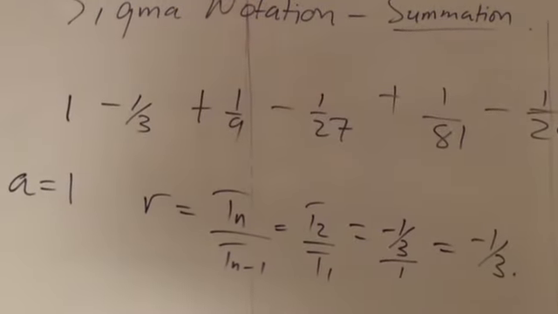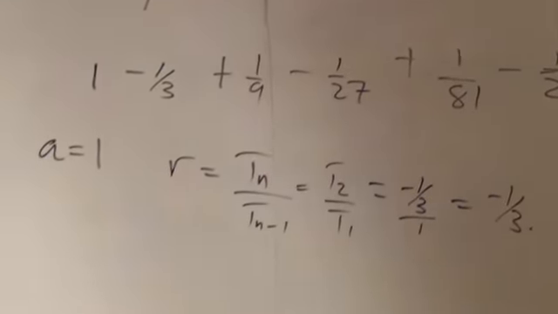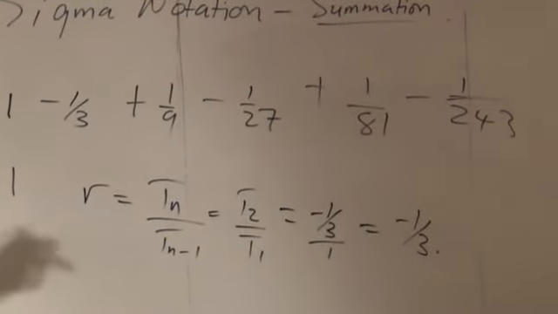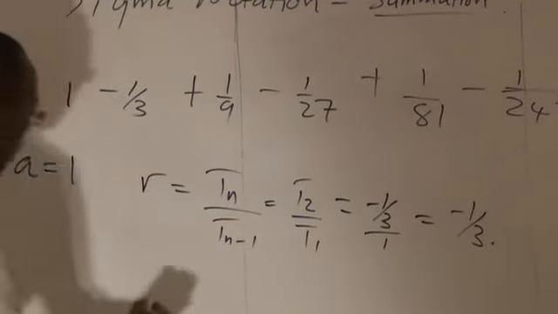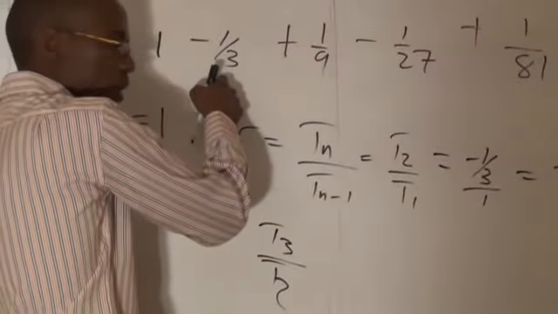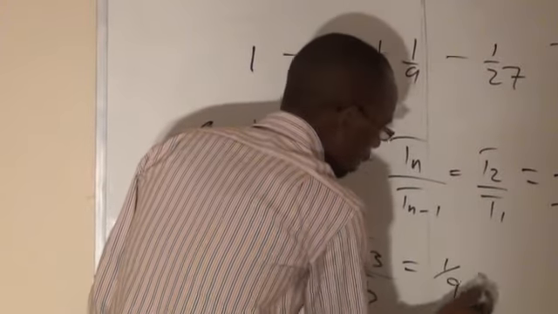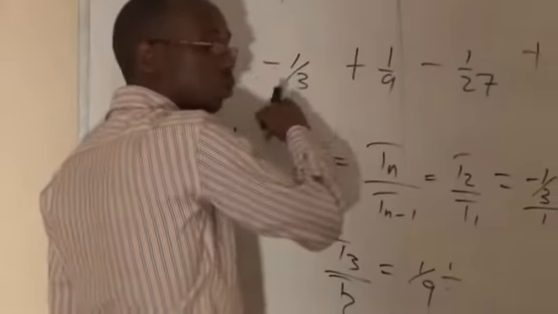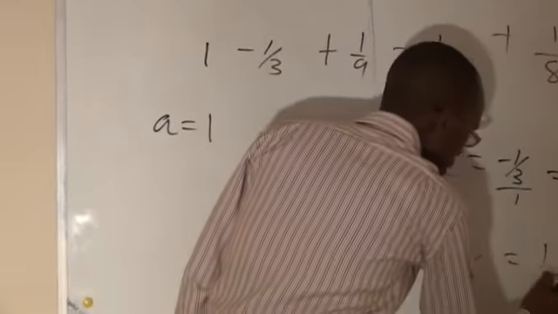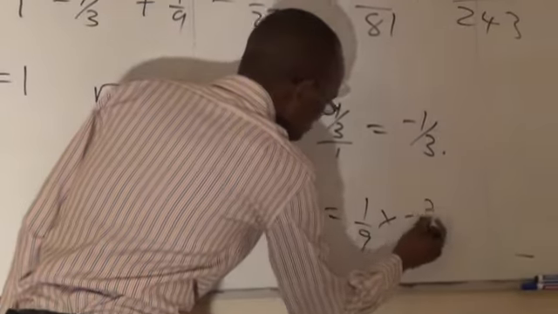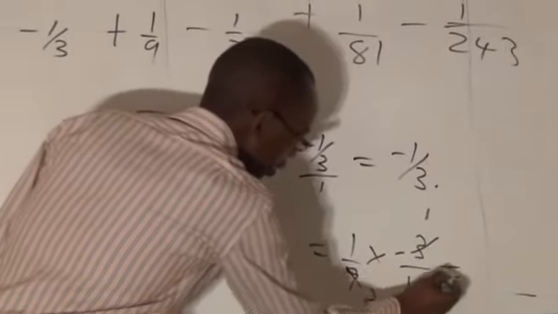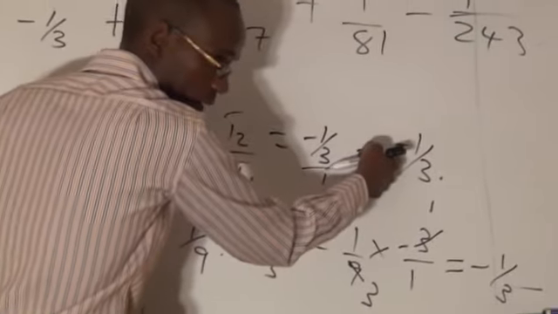Happy? Good. Let's see if our common ratio is consistent. If that ratio is inconsistent, then of course we don't have a common ratio. Let's look at T3 divided by T2. T3 is 1 over 9 divided by T2, which is minus 1 over 3. This is the same as 1 over 9 multiplied by minus 3 over 1. So we actually end up with minus 1 over 3 again.